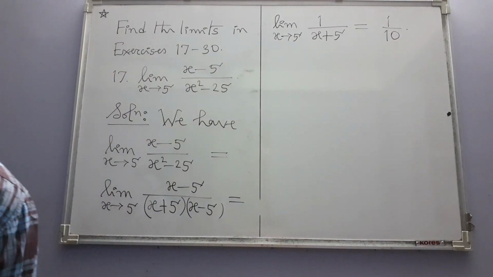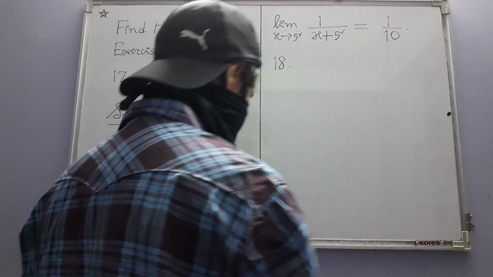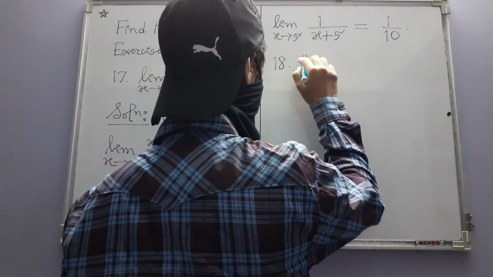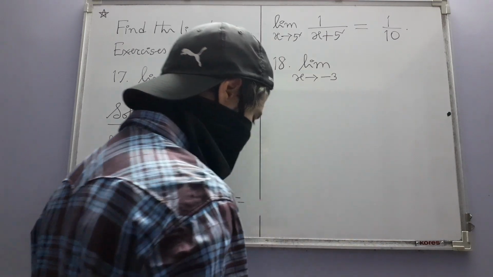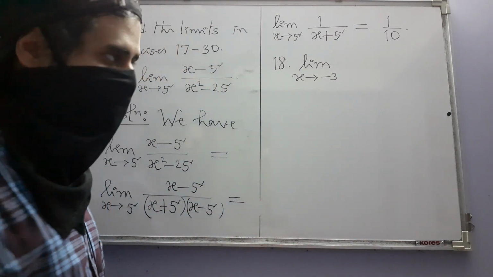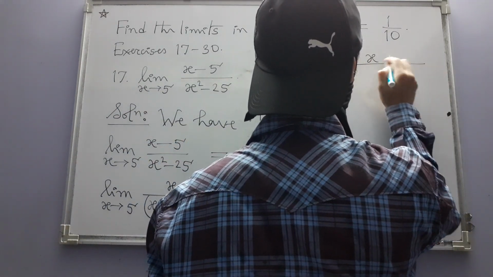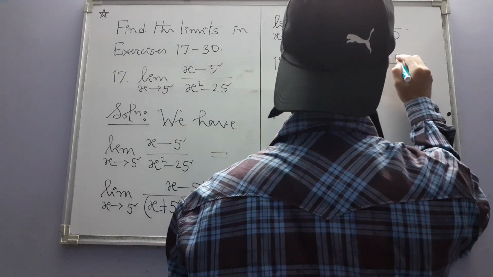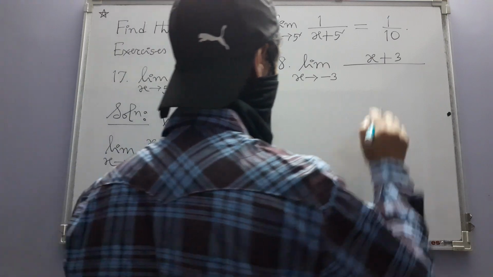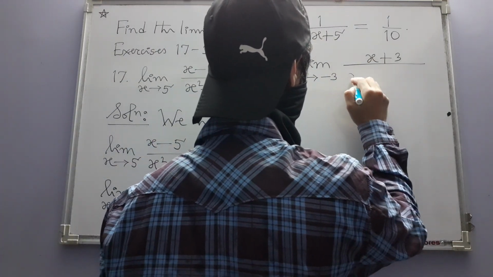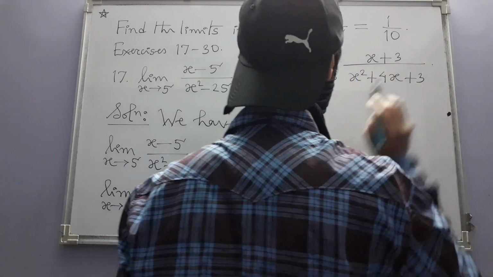Next, here the independent variable x is approaching minus 3 and the function whose limit we are calculating is again this, just like that one. It's also a rational function, a quotient of two polynomials. The numerator is x plus 3 and the denominator is x squared plus 4x plus 3.